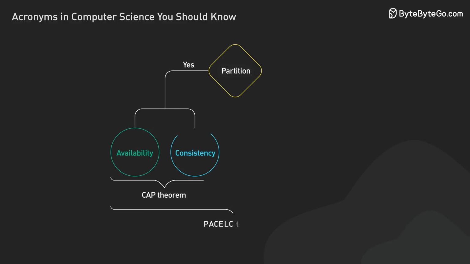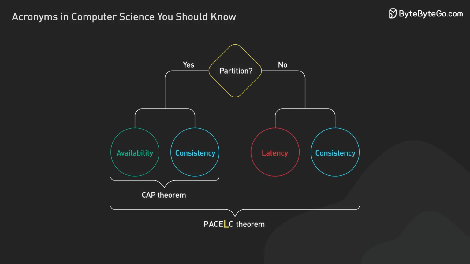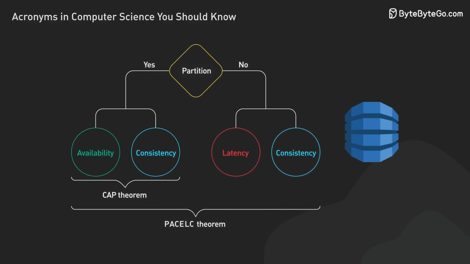theorem. PACELC expands on CAP by considering latency as well. It states that if a partition happens, you must choose between availability and consistency, like in CAP. But else, when there's no partition, we still have to choose between latency and consistency. If we use a globally distributed NoSQL database like Amazon DynamoDB, PACELC forces us to decide whether to prioritize low latency responses over strong consistency.